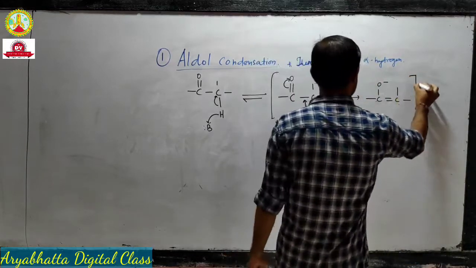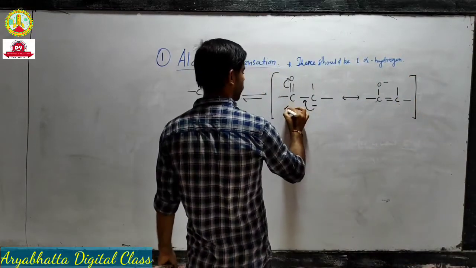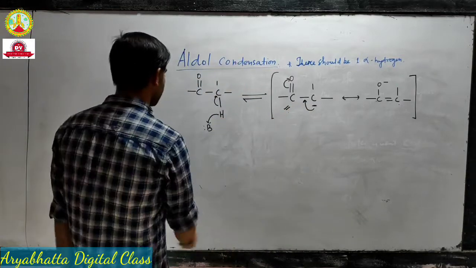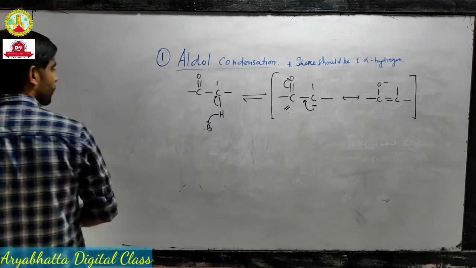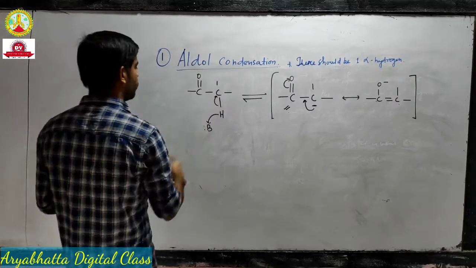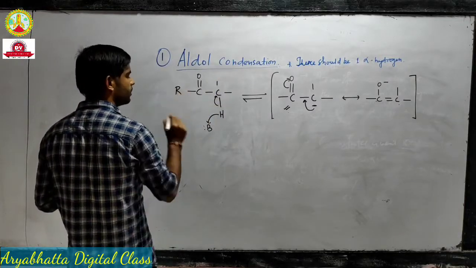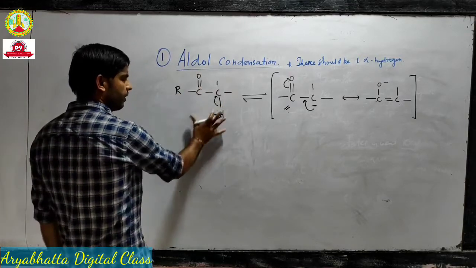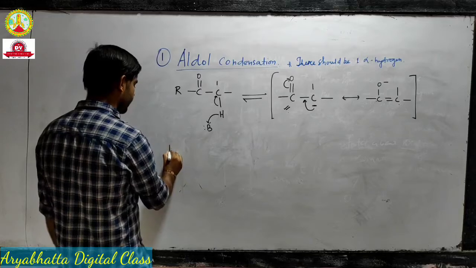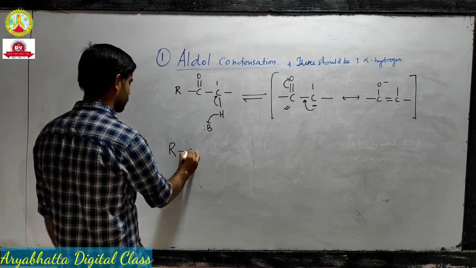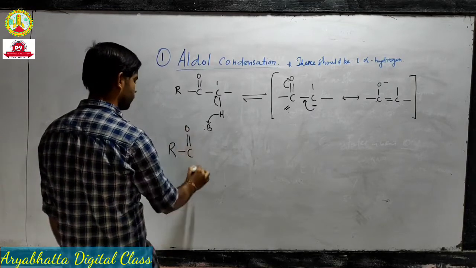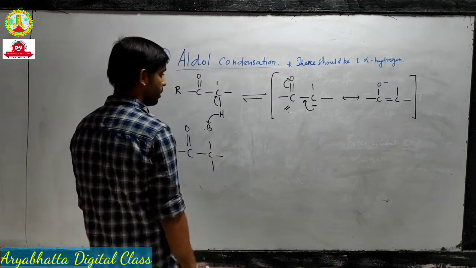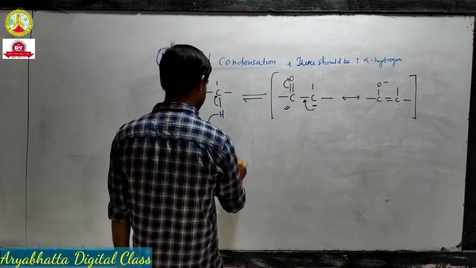But we will use this structure only. In the next step we will use this structure. So now this is the first molecule. Suppose this is R. So we have this structure. Let's write it again. And this one was produced in the first step.